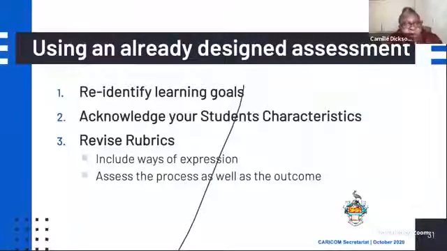And finally, revise your rubrics. Always include a way of expression. Don't exclude that. Allow students to express what they understand by what you're trying to assess in the way best suited to them. And always assess the process as well as the outcome. What do I mean by that? The activity of doing the assessment is also important as to whether they got it right or wrong. A student can go through a math problem in all of the steps and get the wrong answer. Is the wrong answer more valuable, or is the process more valuable? That's the difference in how we need to look at how we assess.